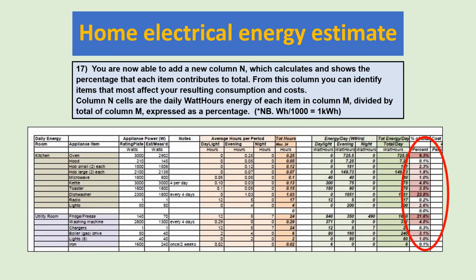You are now able to add a new column N, which calculates and shows the percentage that each item contributes to your total. From this column, you can identify items that most affect your resulting consumption and its costs. Column N cells are the daily watt-hours of energy of each item in column M, divided by the total of column M, expressed as a percentage.